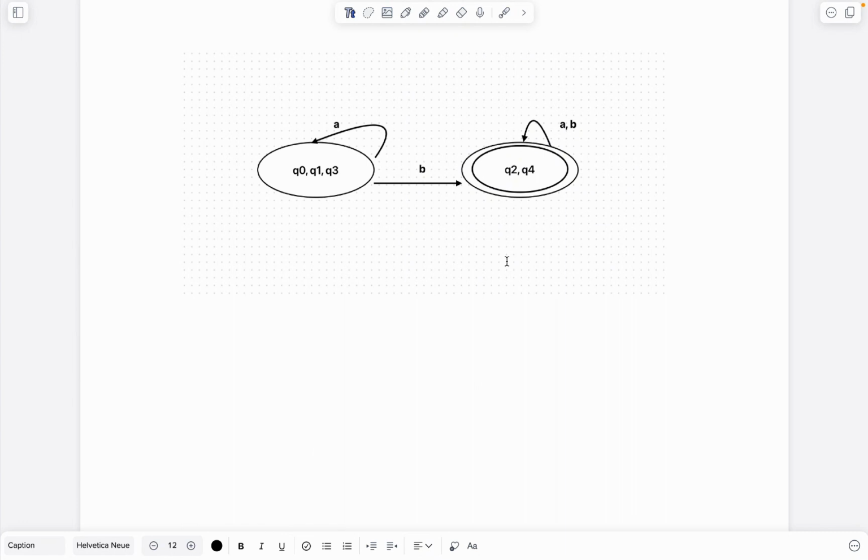Sometimes they may give you questions like, can you minimize an NFA? We can't minimize an NFA directly. So we need to convert the NFA into its equivalent DFA, and then that DFA can be minimized using this algorithm.